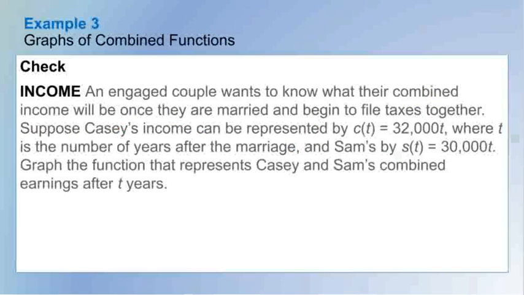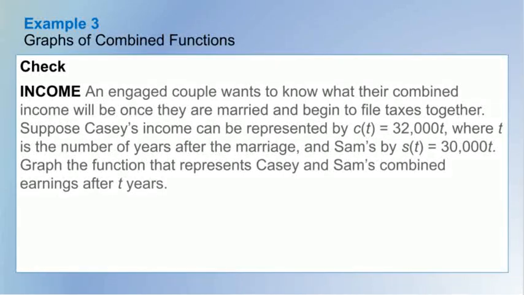Next, an engaged couple wants to know what their combined income would be once they are married and begin to file taxes together. Suppose Casey's income can be represented by C of T equaling 32,000 T, where T is the number of years after the marriage, and Sam's by S of T equaling 30,000 T. Graph the function that represents Casey's and Sam's combined earnings after T years.